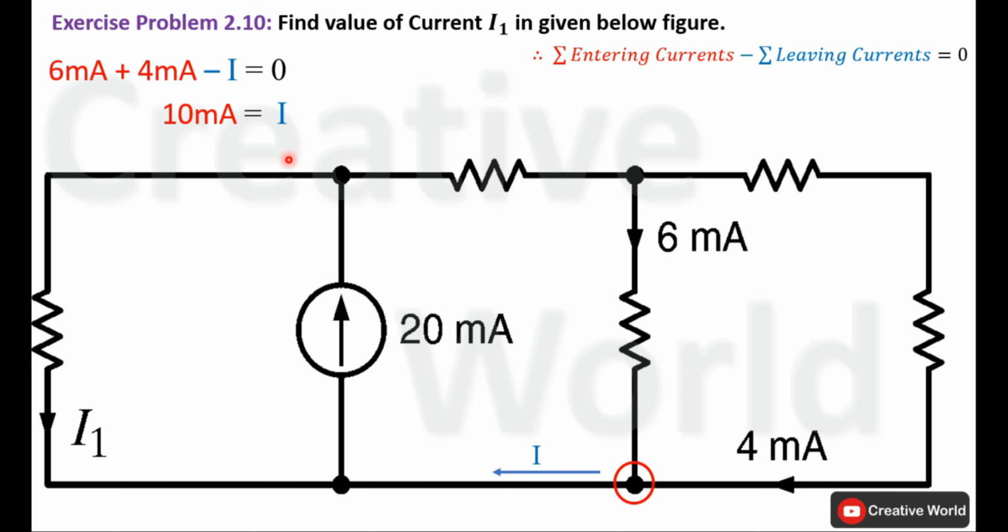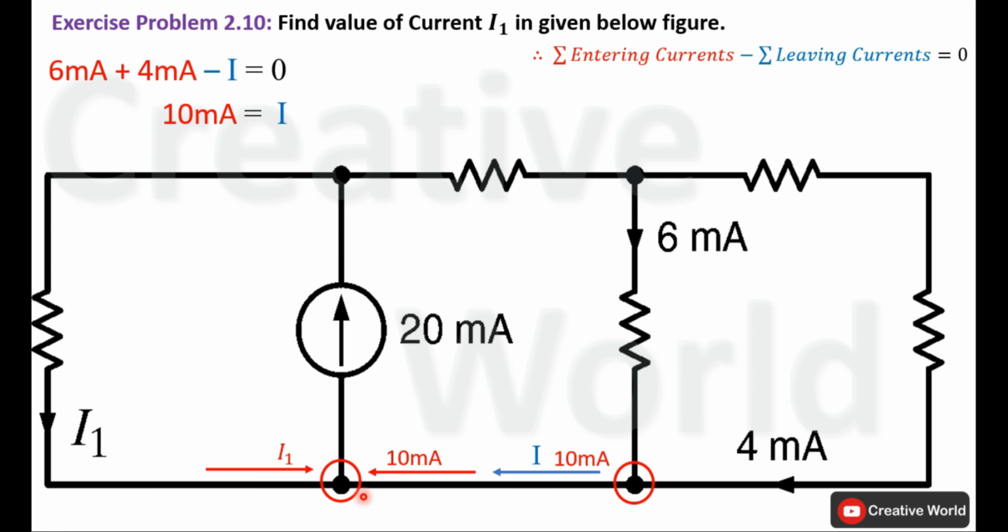Now we have calculated the value of I, that is 10 mA. Move to the next node. On this node, two currents are entering. One is 10 mA, that is coming from the previous node, and the other current is I1, which we have to calculate. Only one current is leaving from this node, that is 20 mA.